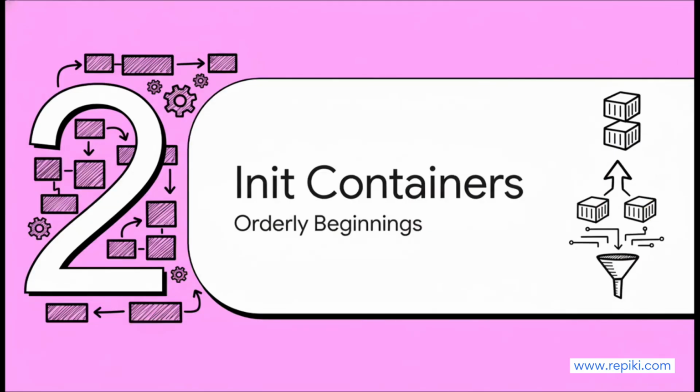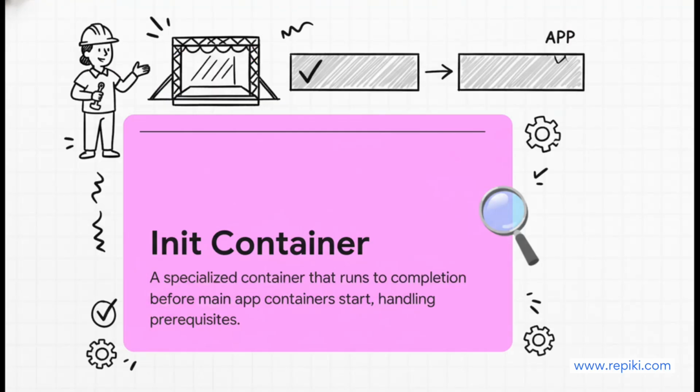Well, that brings us to our first and honestly most powerful tool for taming this startup chaos, the init container. This is how we bring some much-needed order to the very beginning of our pod's life. The best way to think about an init container is like a stage crew for a rock concert. It's the special, separate container that has one job: get everything ready. It runs, it does its setup tasks, and it must finish successfully before your main application is even allowed to take the stage. It's all about handling those prerequisites.